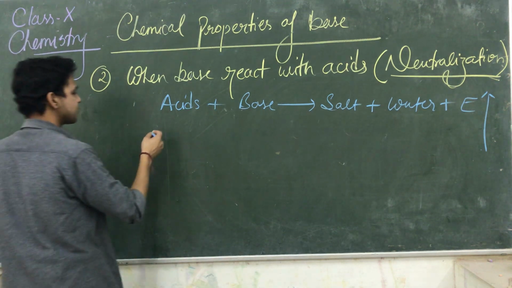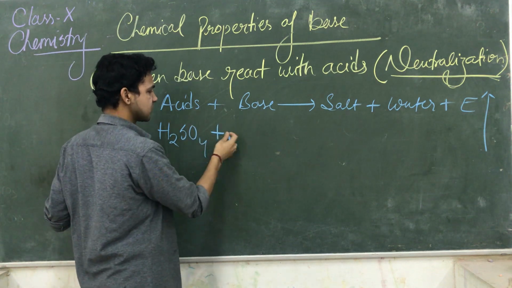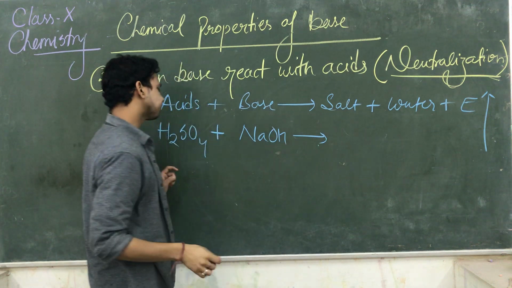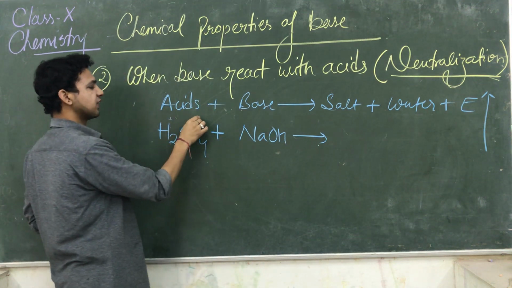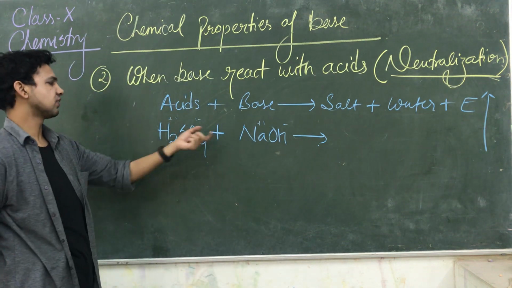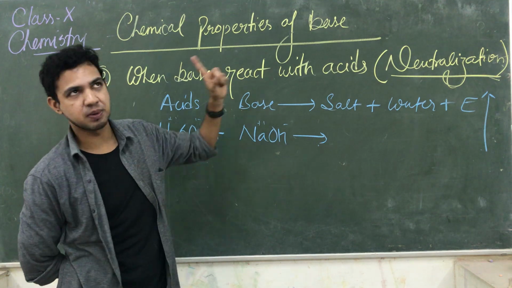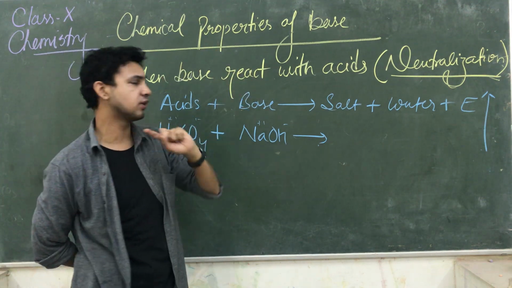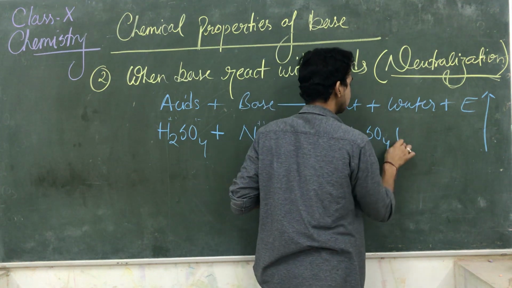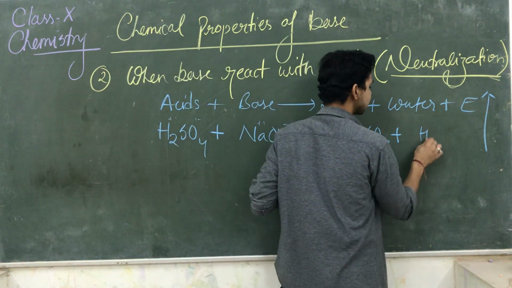I am giving you examples of acids. Suppose you are taking H2SO4 and we are adding a base, for example NaOH. Hydrogen is positive, sulfate is negative, sodium is positive, OH is negative. So the positive part reacts with the negative part. Na valency is +1, sulfate is -2, so we cross the valencies and it forms Na2SO4. The other part is OH reacting with H, and you know very well it forms H2O.